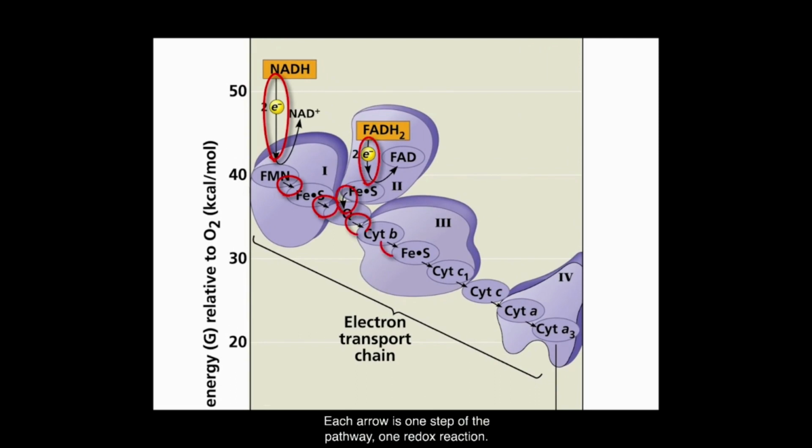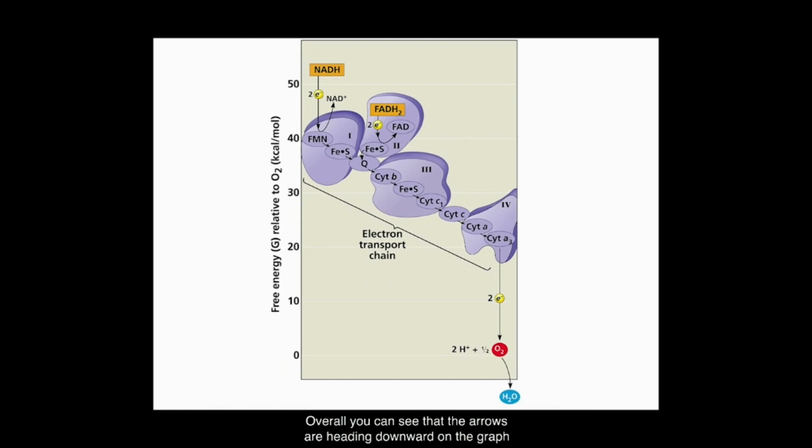Each arrow is one step of the pathway, one redox reaction. Overall, you can see that the arrows are heading downward on the graph as the electrons are passed from the first compound, NADH, to the last compound, an oxygen molecule. The electrons are becoming lower in energy as they move from compound to compound, releasing free energy with each step.